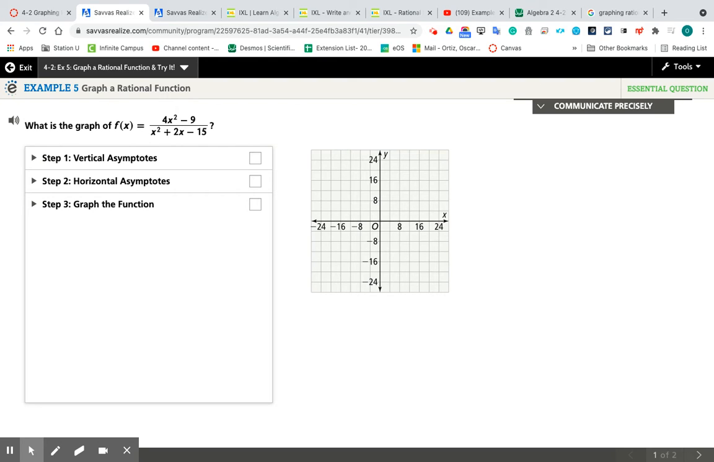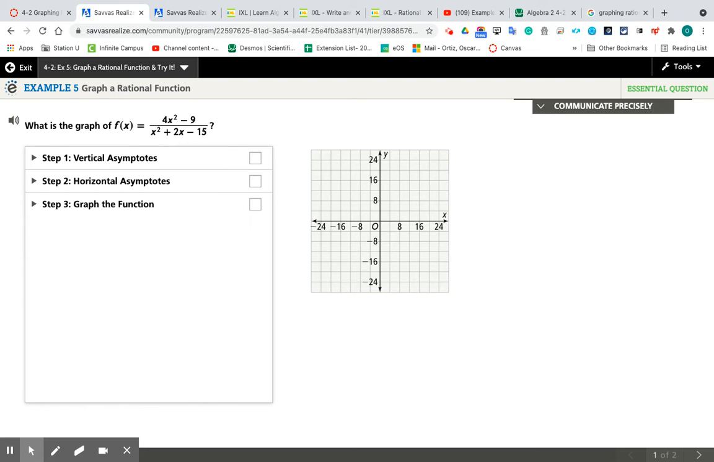So let's try now example number 5. We're going to graph the rational function for x squared minus 9 over x squared plus 2x minus 15. And we're going to follow 3 basic steps. Our first step will be to find the vertical asymptotes. Please remember those could happen when the denominator is 0.